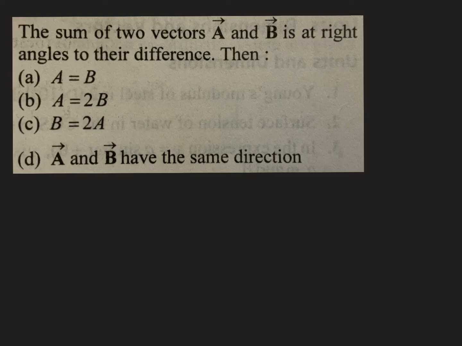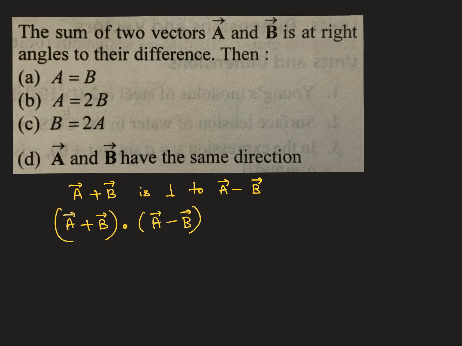The sum of two vectors is at right angles to their difference. That means a plus b is perpendicular to a minus b. That means (a plus b) dot (a minus b) is equal to 0, which implies a dot a plus b dot a minus a dot b minus b dot b is equal to 0.